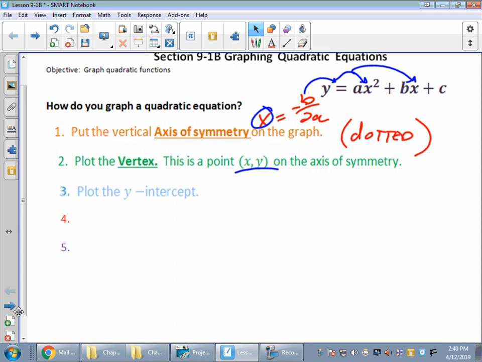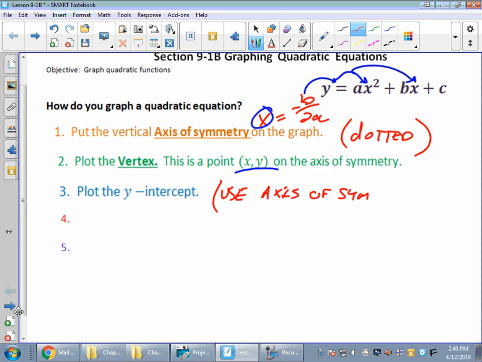The third thing that we're going to do is plot the y-intercept. Remember, that's always your c value, so it's easy to do. And then when we plot that, we can use the axis of symmetry for a mirror point. We know they're going to look like a mirror image on one side or the other, so you can use the axis of symmetry and get a mirror image point from your y-intercept.